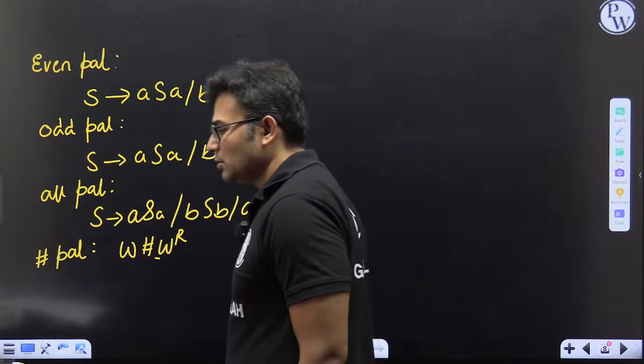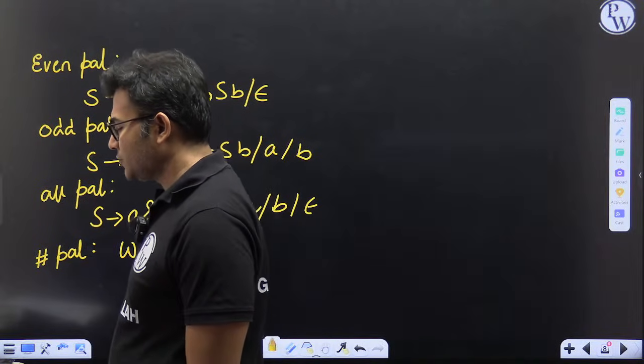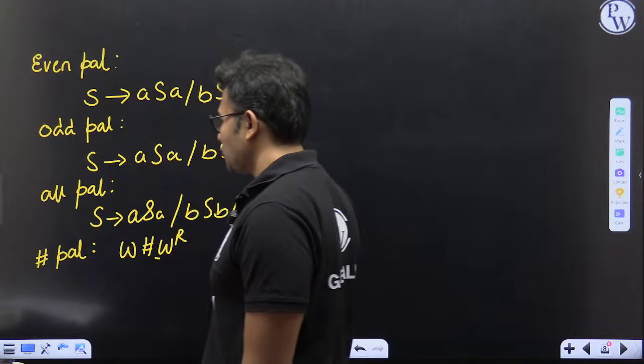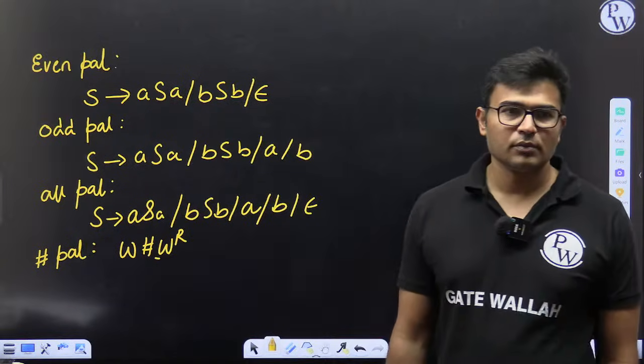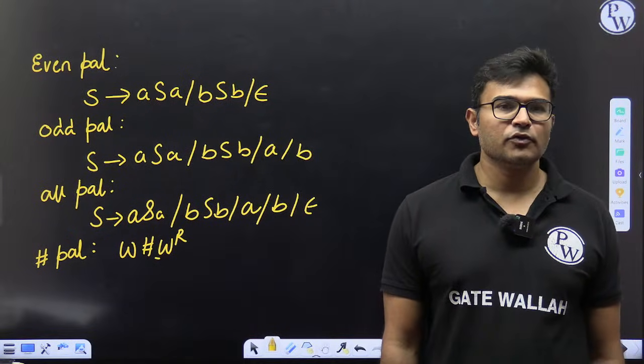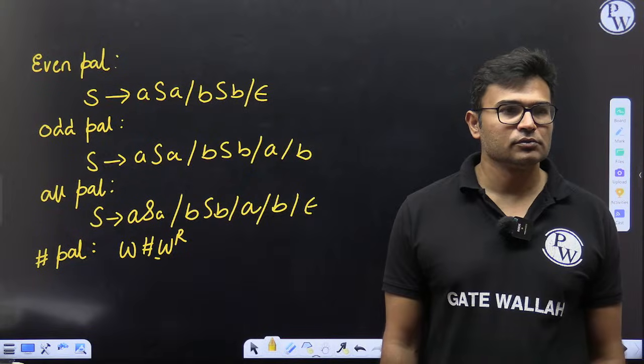Now give the context free grammar for hash palindromes.